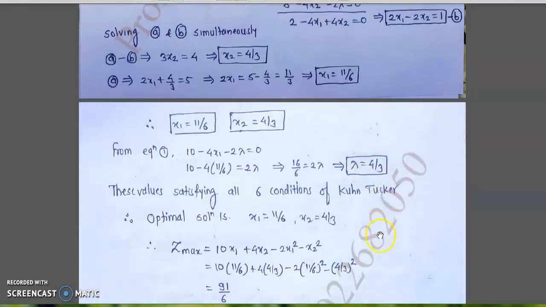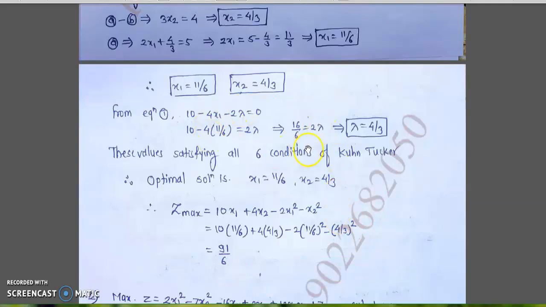So this pair of x1 and x2 satisfies all the conditions given. That's why we are at optimal solution, and which is x1 equal to 11 by 6 and x2 equal to 4 by 3. Therefore, we find out z maximum value at these two x1 and x2, and if you put these values in objective function, we get corresponding z max as 91 by 6.